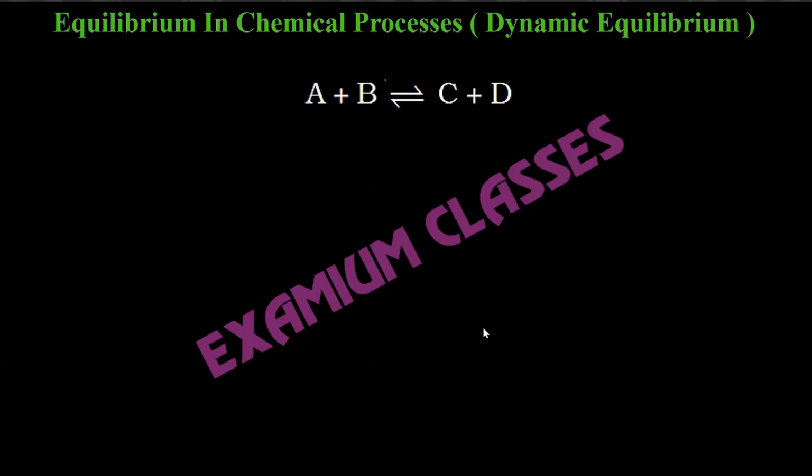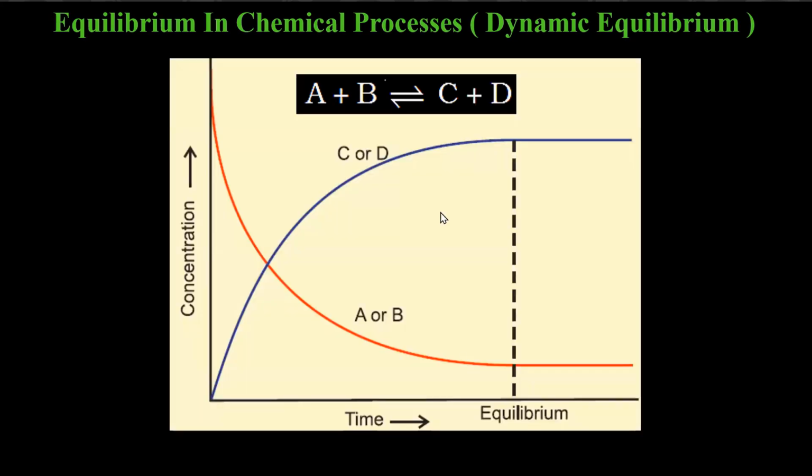So when we talk about dynamic equilibrium, this is something I have told you, but graphically I want to explain what actually happens. Initially, the concentration of reactants will be maximum because products are not there. So the products' concentration will be 0. If you understand it with this diagram, the concentration of A plus B, the reactants, is higher. So the A plus B graph is the red one. C plus D is the blue one.